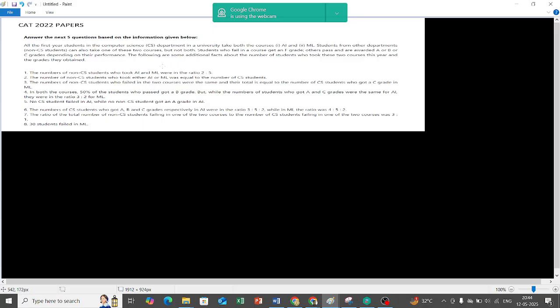And are awarded A or B or C grades depending on their performance. The following are some additional facts about the number of students who took these two courses this year and the grades they obtained. The number of non-CS students who took AI and ML were in the ratio 2:5.